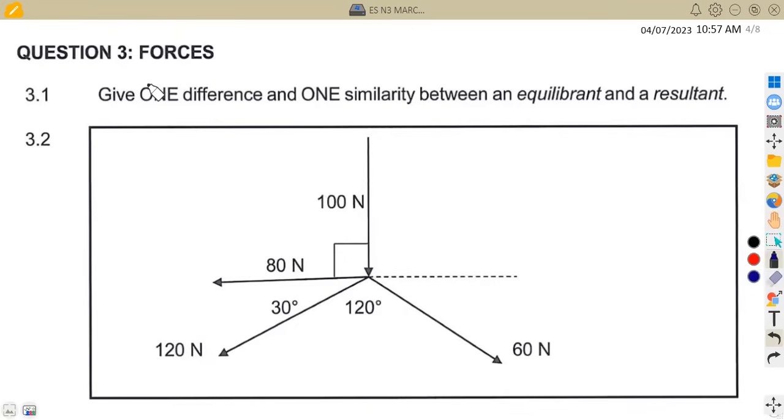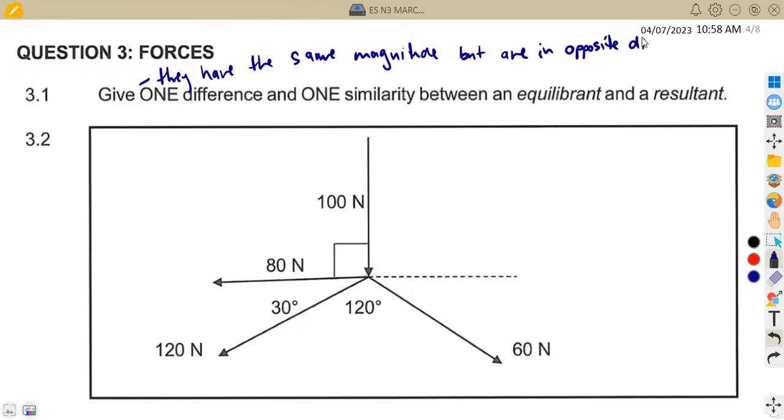Okay, so the major thing is that they have the same magnitude, but are in opposite direction. So the opposite direction is where we have the difference. So this is opposite direction like that. All right, so that's 3.1, just 2 marks for that.